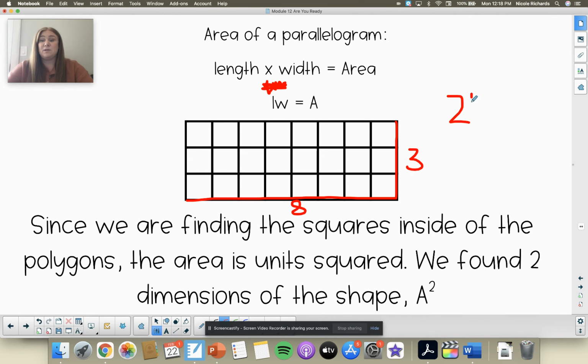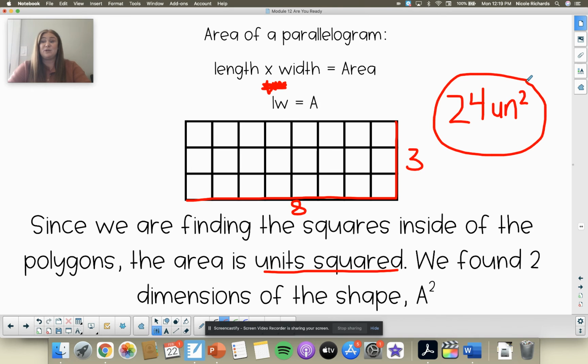But we would not just want to write 24. That's correct, but not quite the right answer. Since we are finding the squares inside of the polygons, the area has to be squared. We found two dimensions, length times width, so we square our answer. If we don't know what the unit was, we can just write units squared. So when I see something that is units squared, that was finding the area of something. So make sure we get that labeled correctly.